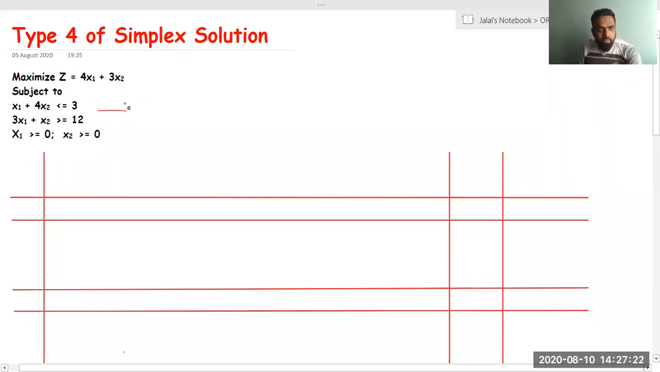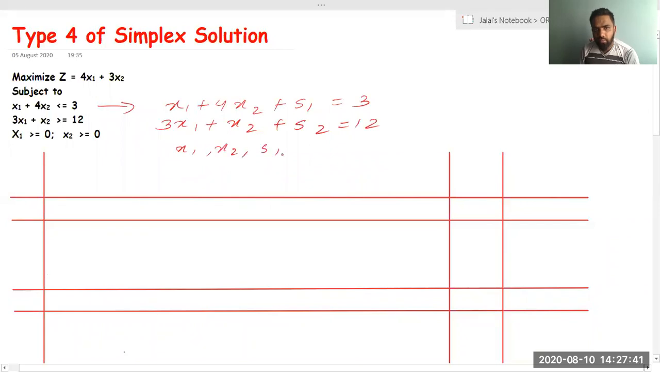If I try to simplify this, it will be x1 plus 4x3 plus s1 is equal to 3, right? Now 3x1 plus x2 plus s2 is equal to 12. x1, x2, s1, s2 all are greater than or equal to 0. But sorry, I made one mistake, I'll correct it. Since it is greater than or equal to 12, this will be minus s2.